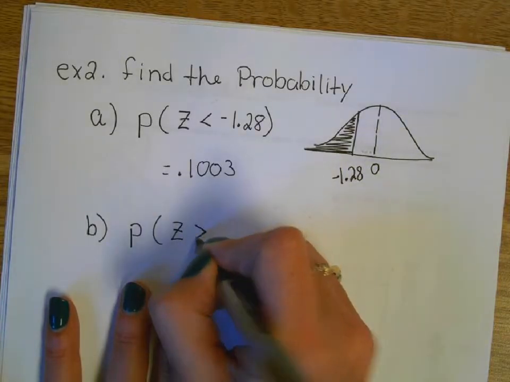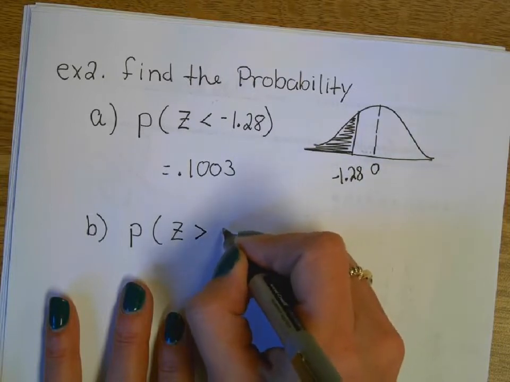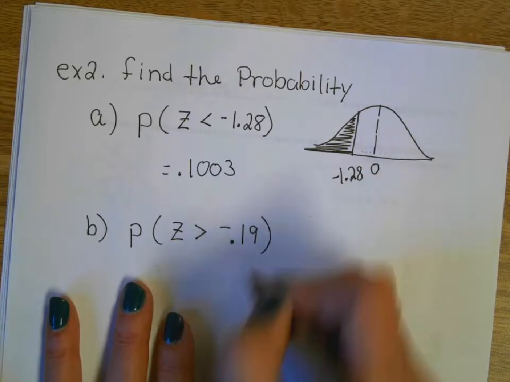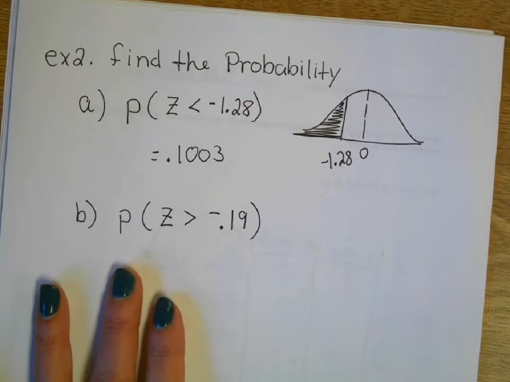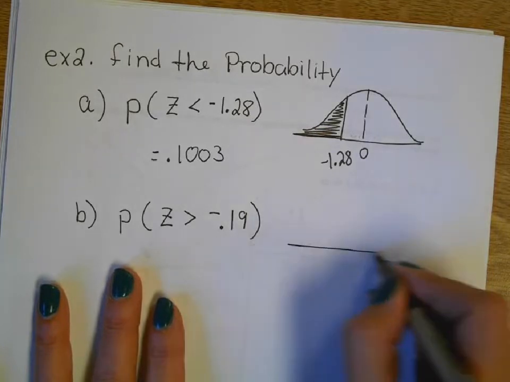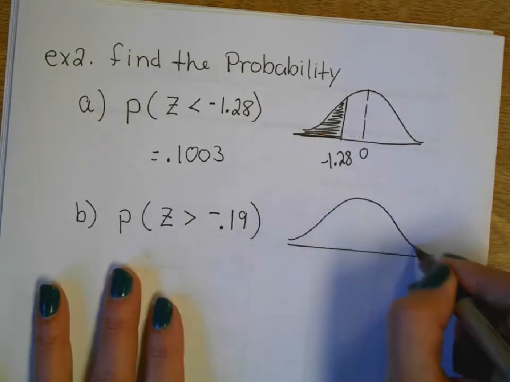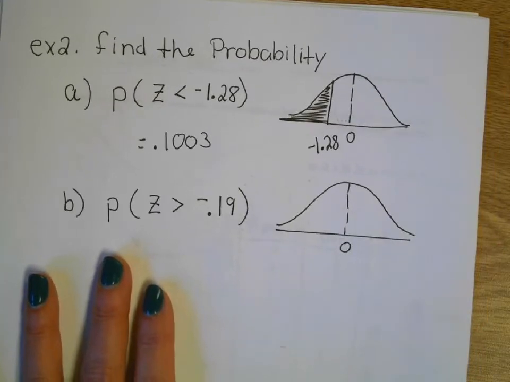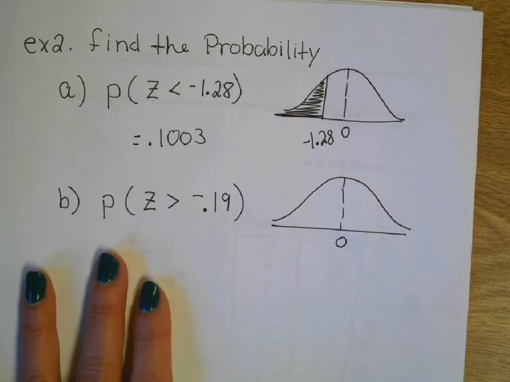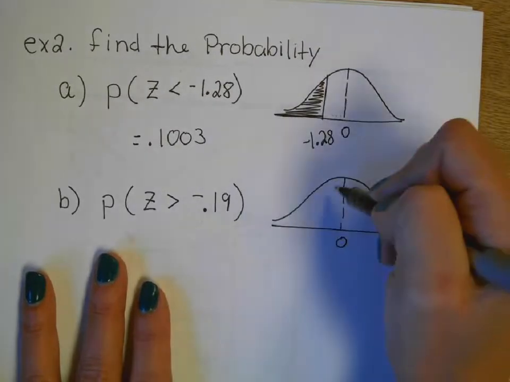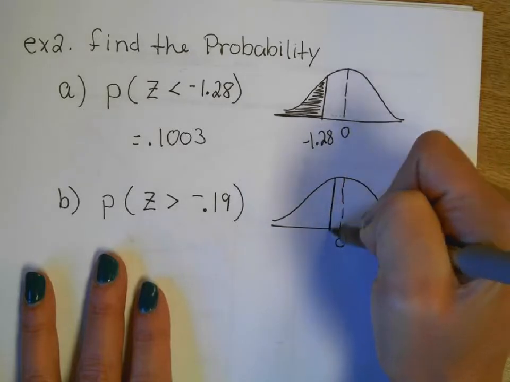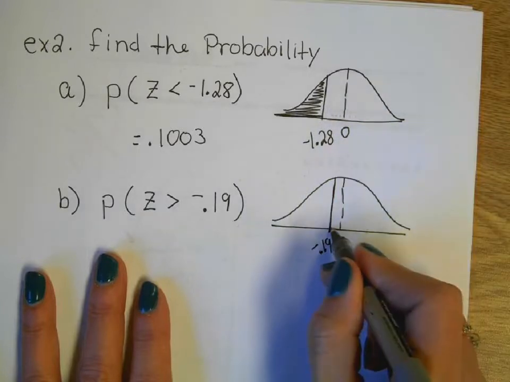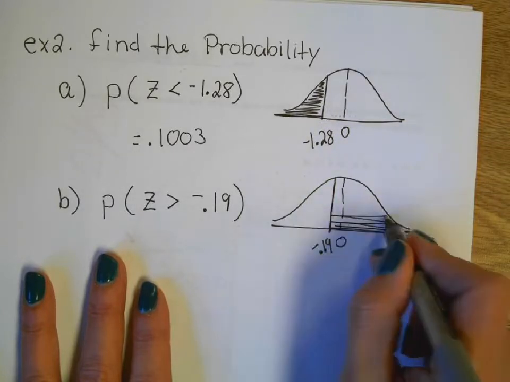How about greater than? Good one. Negative 0.19. I like to make this graph. There's a 0 z-score, negative 0.19 z-score. That's not very far off of that mean, just a smidge. And it's to the right. Greater than.